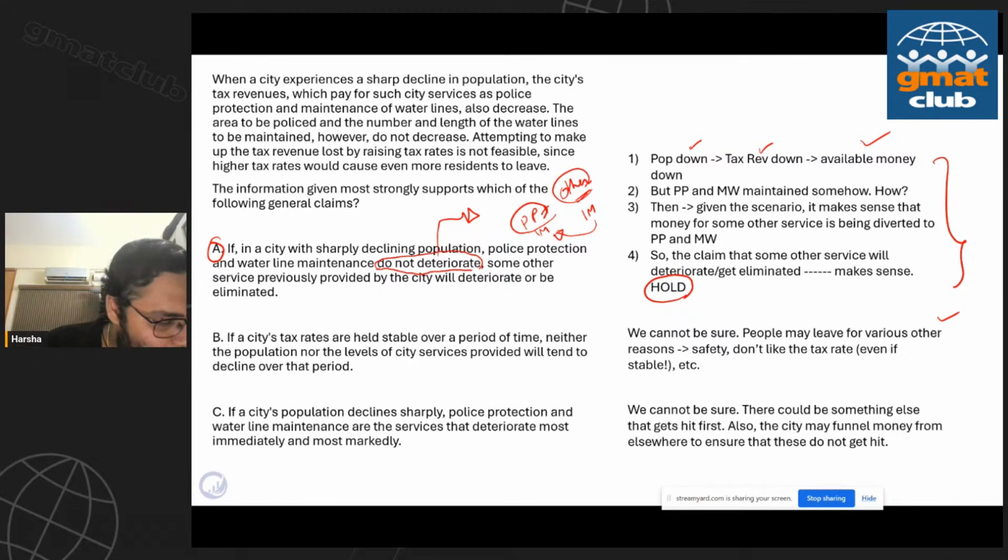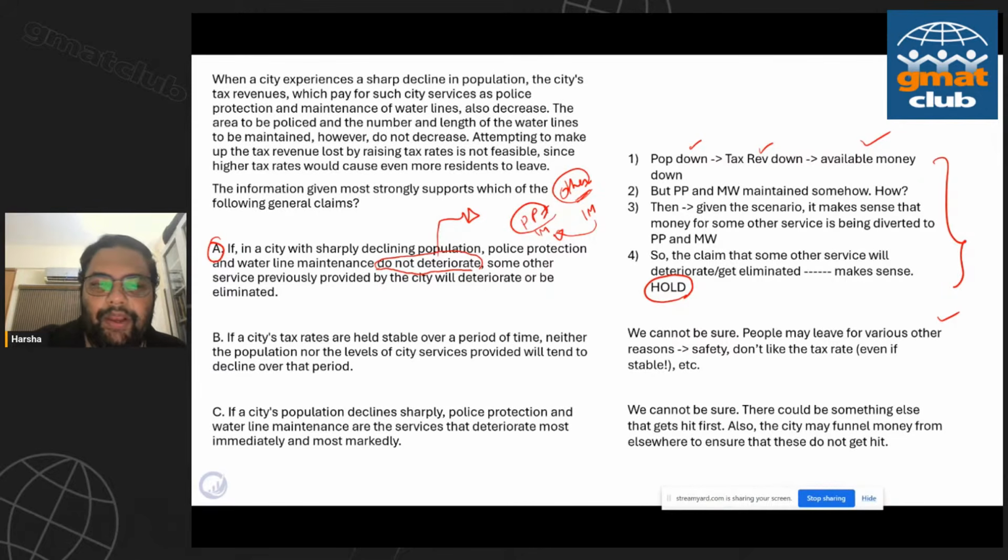Did anyone choose choice B? I don't think so. So I will skip that. You guys can come to this and check out. Some of you chose choice C, so I'll just discuss that. If a city's population declines sharply, police protection and waterline maintenance are the services that deteriorate the most immediately and the most markedly. Great, interesting. But we cannot be sure of this.